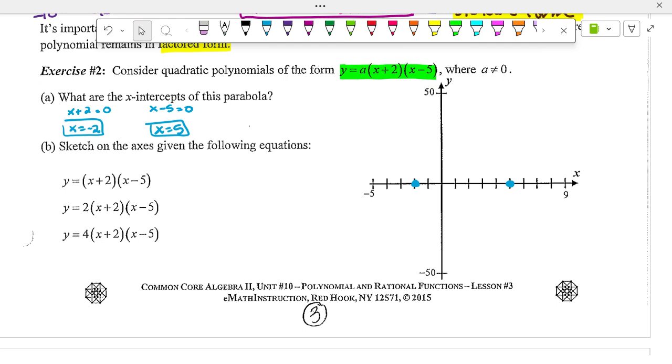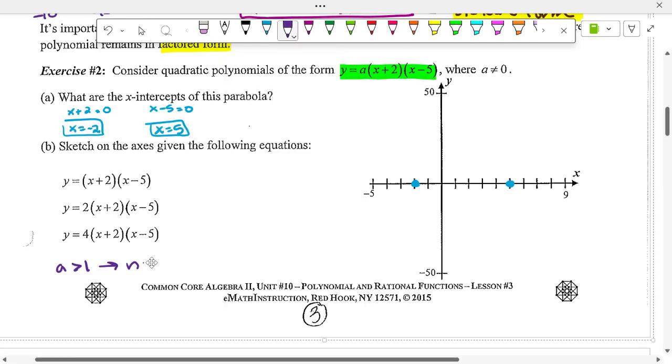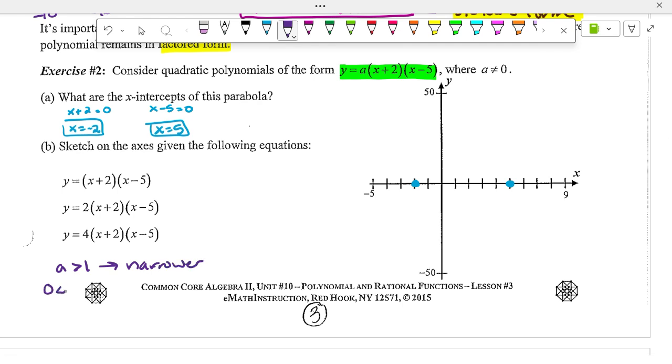So what do you think? Say it again. So this one, what would it be? Not wider. This one would be narrower. So remember, the rule is that if your a value is greater than 1, your graph gets narrower. If your a value is a fraction, between 0 and 1, it gets wider. And again, that's just review from Unit 1.